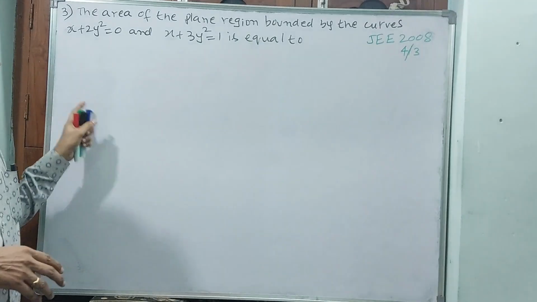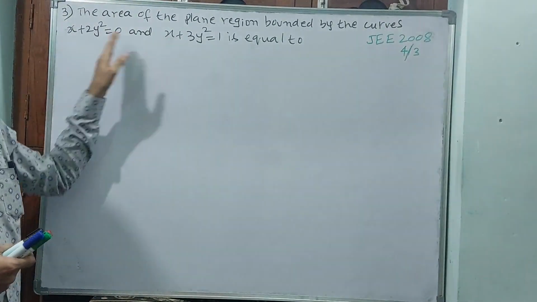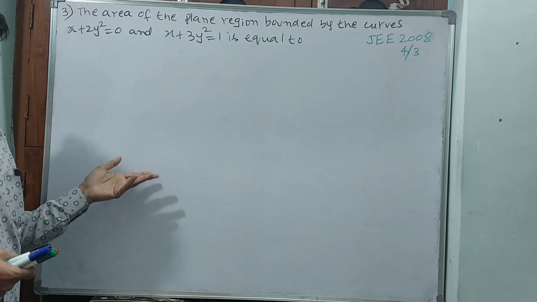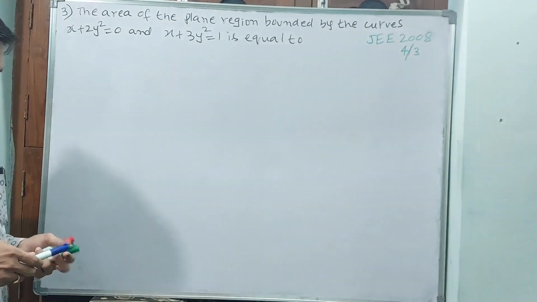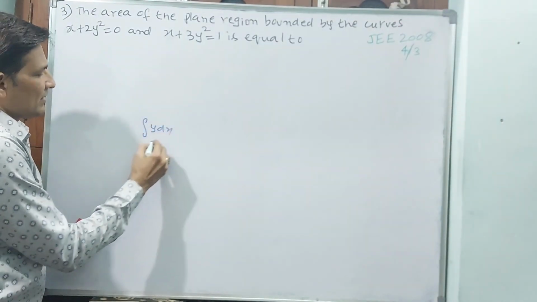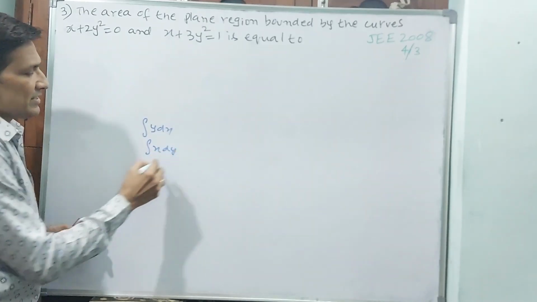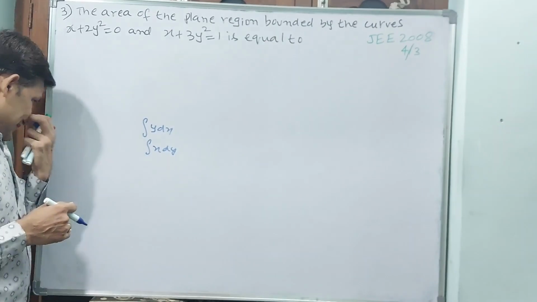See here, they have not given any limits. You have to find the limits by solving these two equations, whether x value or y value. And whether you take integral y dx or integral x dy, according to the situation you have to decide. That is one more thing.